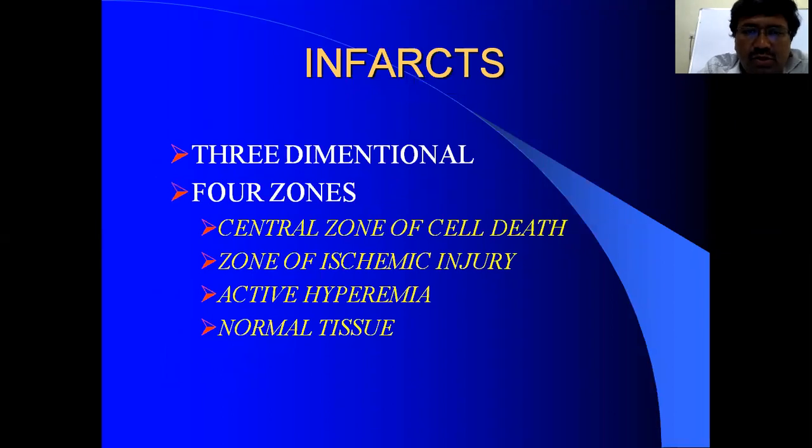The infarcts are usually three-dimensional, and we grade the section into 4 zones. The first is the central zone of cell death, where the main blood supply is cut. Surrounding that, there is a zone of ischemic injury, and surrounding that a zone of active hyperemia and increased blood supply. After that, the normal tissue will be there. So there are 4 zones mainly. These are important parts.